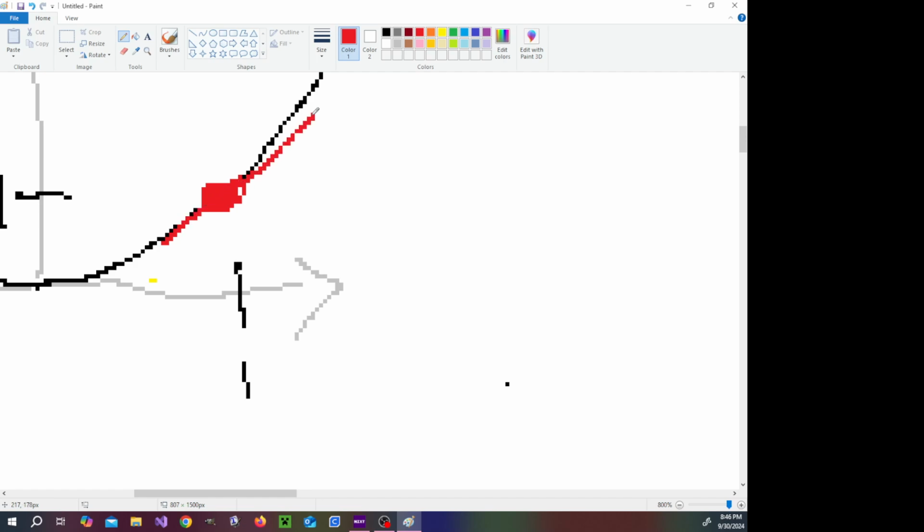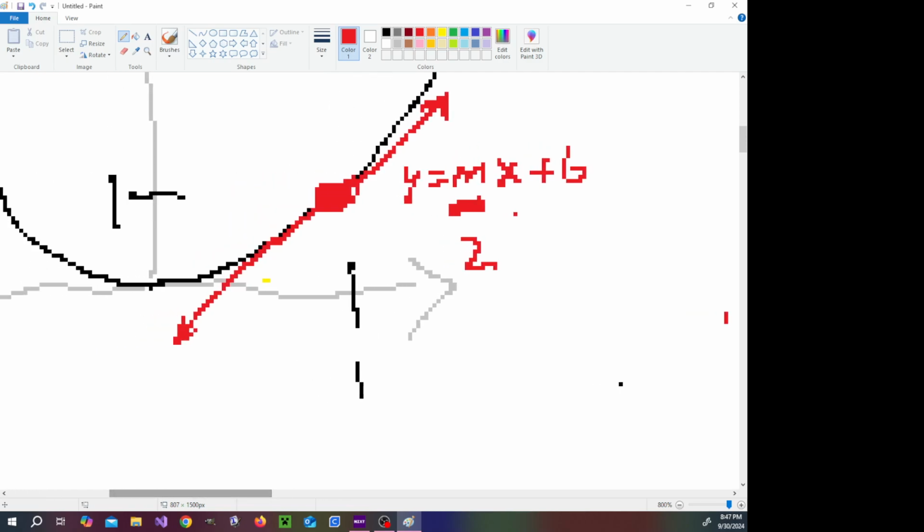So if I draw that flat line going out forever and ever, this looks like a y equals mx plus b. And that value for m, we figured out the slope is 2. Well, can I figure out what the rest of the function is? Well, yeah, I know I intersect this point, 1 comma 1.